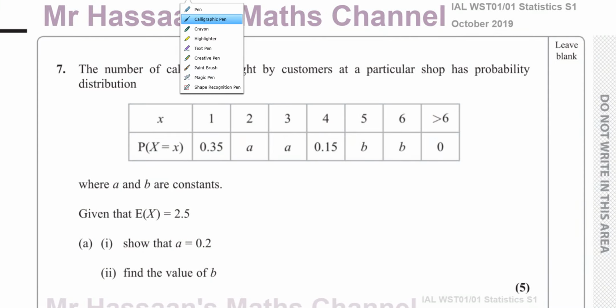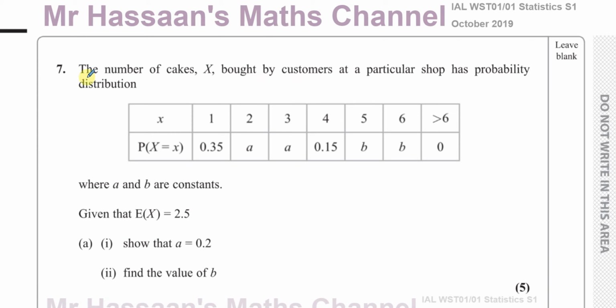I'm now answering question number 7 from the October 2019 Statistics S1 Edexcel exam, and this is from the International A-Level paper. It says the number of cakes X bought by customers at a particular shop has probability distribution as given by this probability distribution table. What does this mean? It means this is the number of cakes that the customers buy, and this is the probability of each of those events happening.